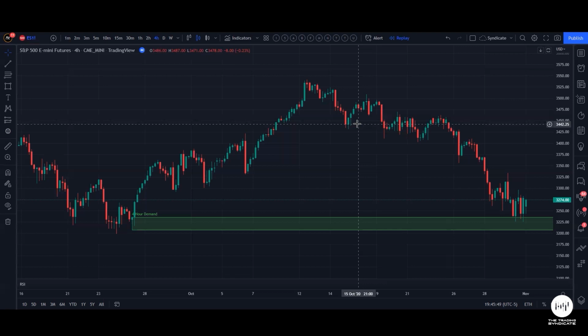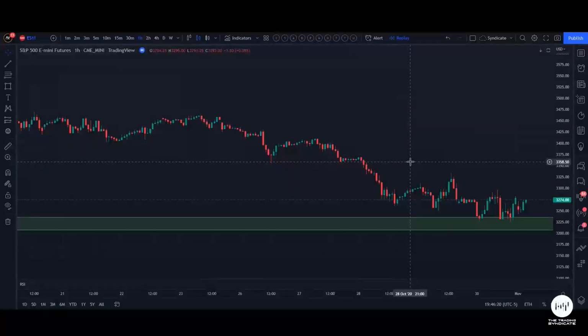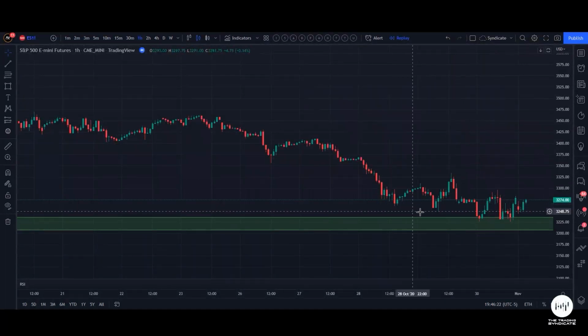Let's take a look at this example here. We have a 4-hour demand zone, and we see that price is pretty much touching along this zone right here. And if we want to identify an entry, we would be scaling down in time frames. As you can see on this 4-hour chart here, it's a bit unsure if price is actually going to continue through the demand zone or bounce off of it. So we'd be looking for signs of reversal on lower time frames, such as the 1 hour. When I move to the 1 hour time frame, it starts to become a lot more clear as to price becoming more staggering and stalling out at this level.